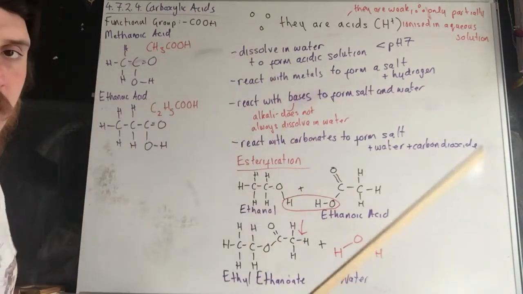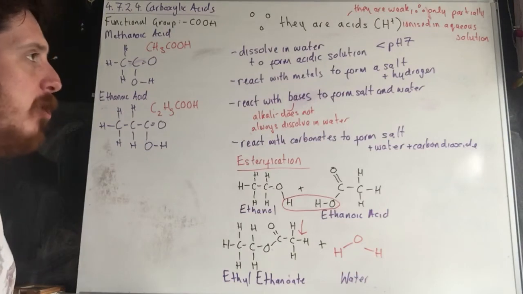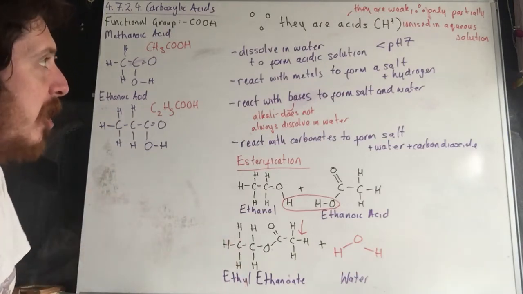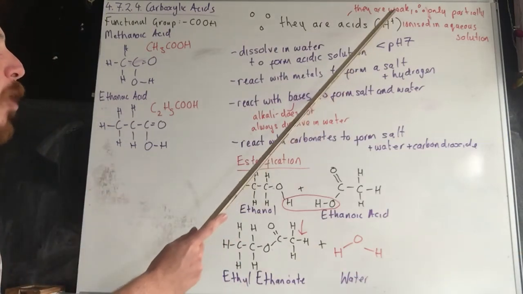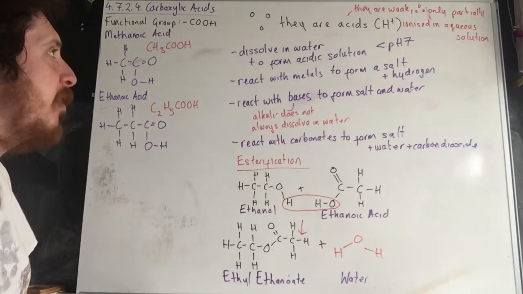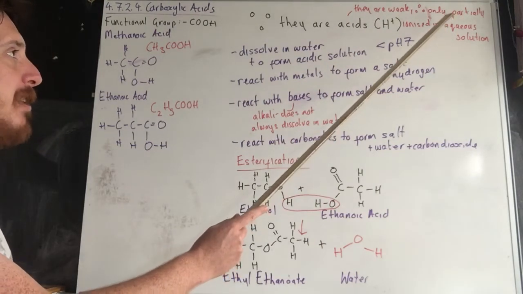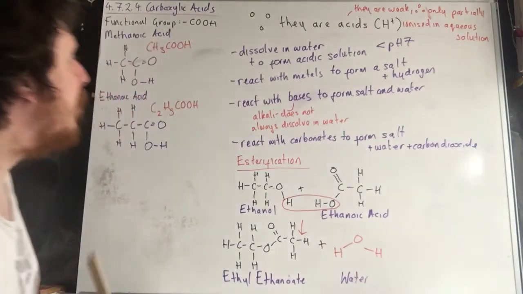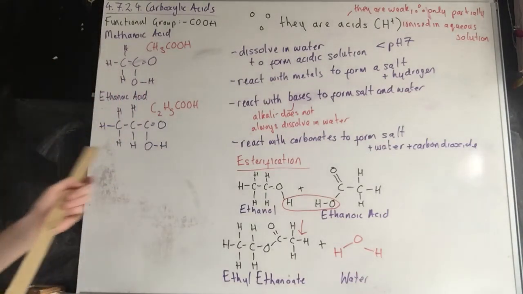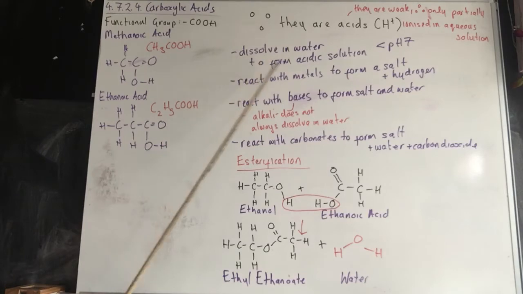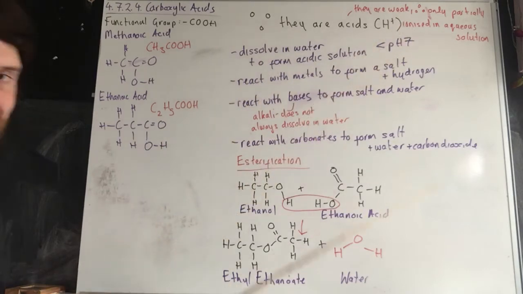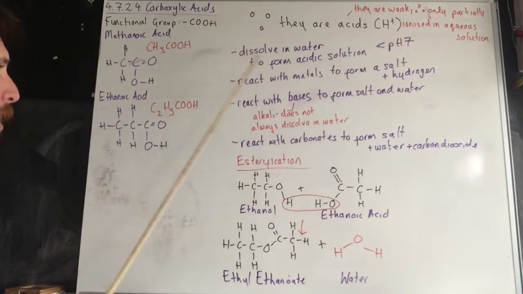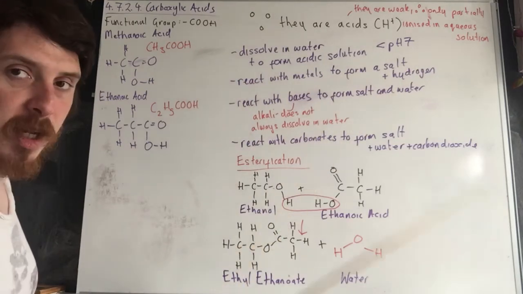Because they are acids, they behave like acids. Something to remember: vinegar is diluted ethanoic acid. So these are weak acids, and your definition of a weak acid is that a weak acid only partially ionizes in an aqueous solution. With acid behaviours, they dissolve in water to form an acidic solution with less than pH 7. They react with metals to form a salt and hydrogen.